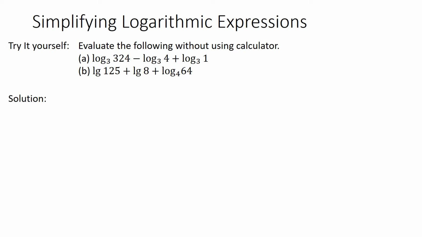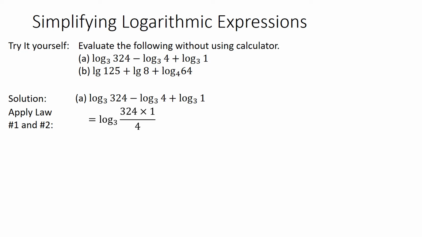Here is the solution. For A, log 3 324 minus log 3 4 plus log 3 1, we can see that all these three terms contain the log with the same base 3. Therefore, we can apply law number 1 and law number 2. For minus, it becomes division. For plus, it becomes multiplication. Then it will be log 3 324 times 1 over 4. And it will be log 3 81.